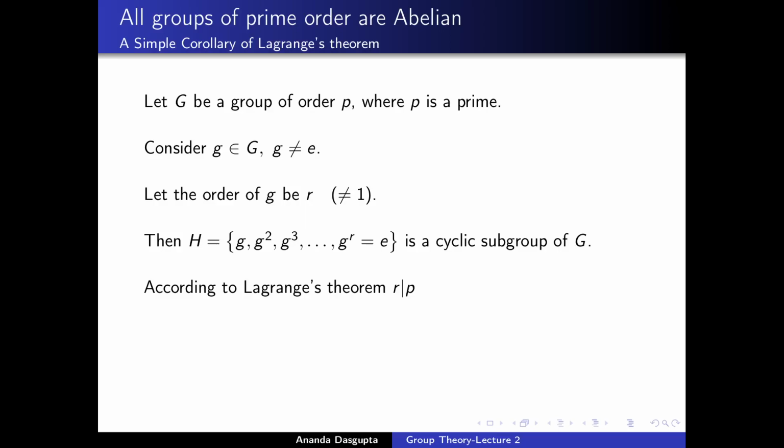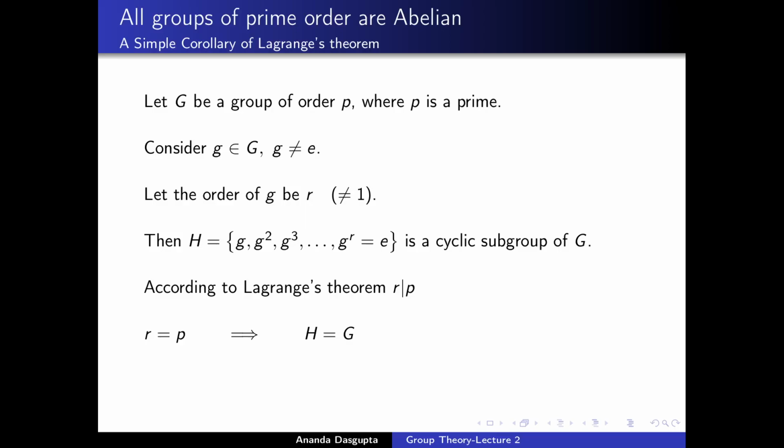However, according to Lagrange's theorem, the small r must divide P, right? Because small r is the order of this cyclic subgroup and P is the order of the whole group. Now, since P is a prime number, the only number other than 1 which divides it is P itself. So, r must be equal to P. What that means is that capital H must be exactly the same set as capital G itself. So, H and G must be the same group.